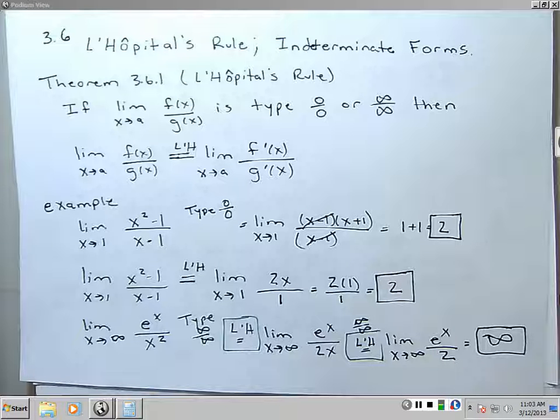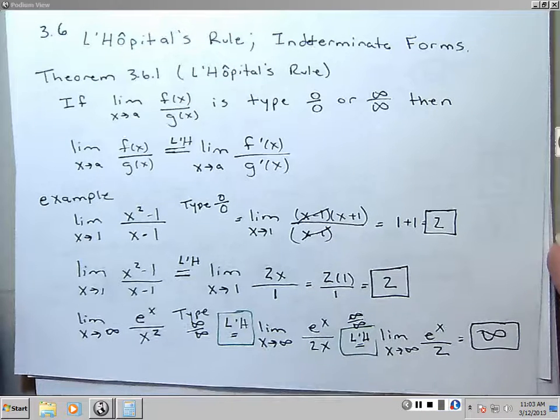So last time we got into 3.6, right? We talked about the two main forms to apply L'Hopital's rule: 0 over 0 or infinity over infinity. Up until this point, 0 over 0 we could factor, right? Infinity over infinity we could deal with in other ways, if they're both polynomials, by looking at the highest term of x in the numerator, dividing by the highest term of x in the denominator, and making a conclusion.